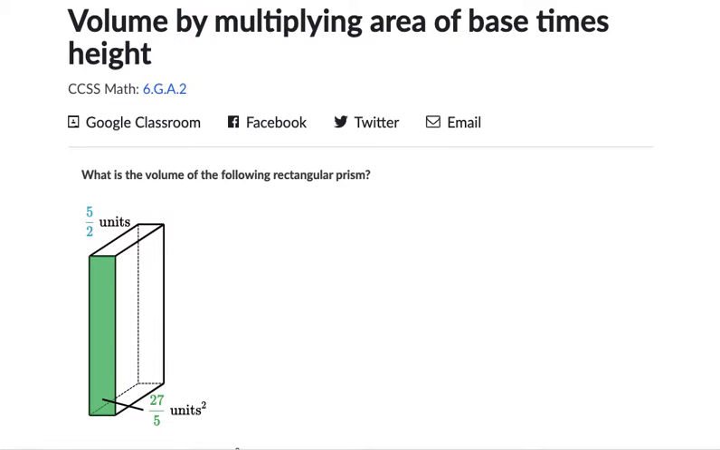This one's for Column, 6th grade, volume by multiplying the area of the base times the height.